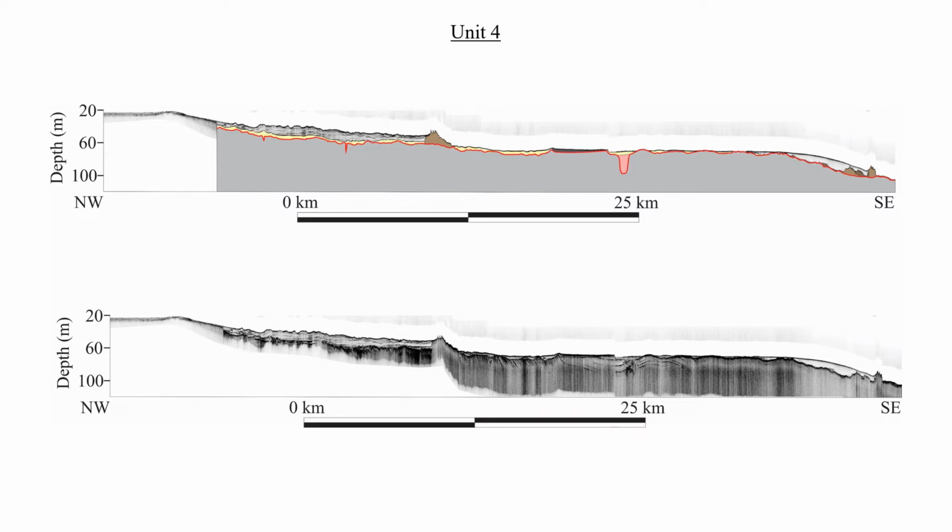Unit 4 is observed as a thin, laterally extensive across and along shelf veneer of sediment, moderating the highly irregular underlying surface. This is in line with similar transgressive deposits observed elsewhere and is denoted here as a transgressive marine sand sheet, shown in yellow.